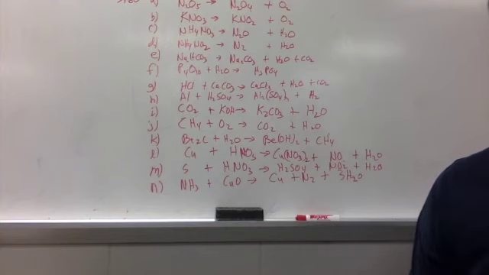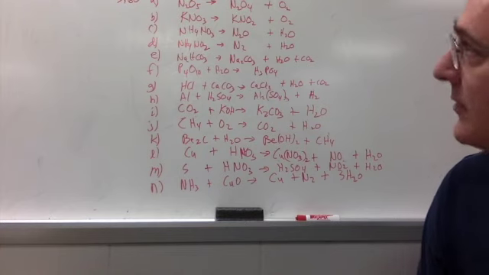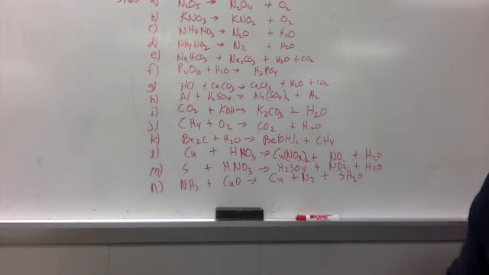Here we are with 1.E.1 homework. We are balancing equations for 3.60. The first one, N2O5 yields N2O4 plus O2.